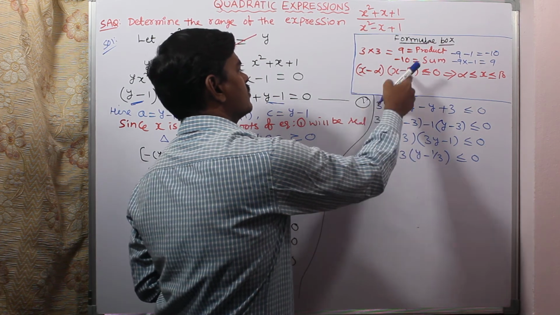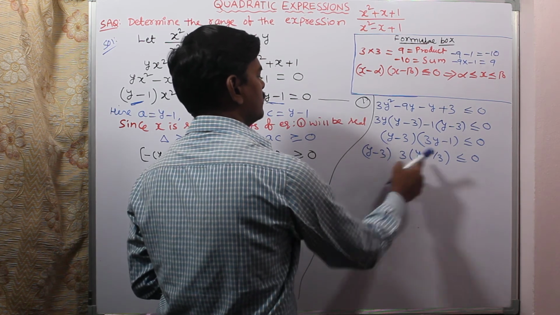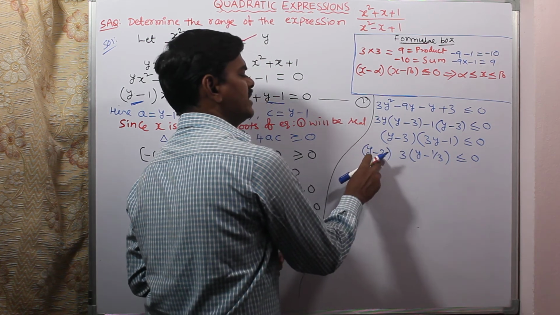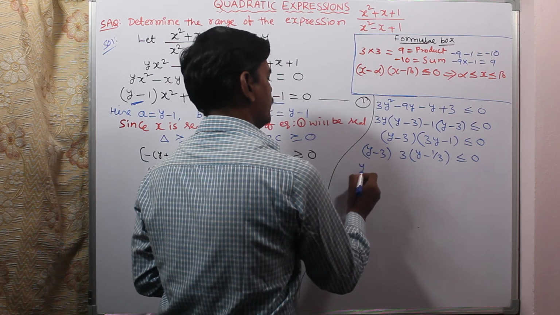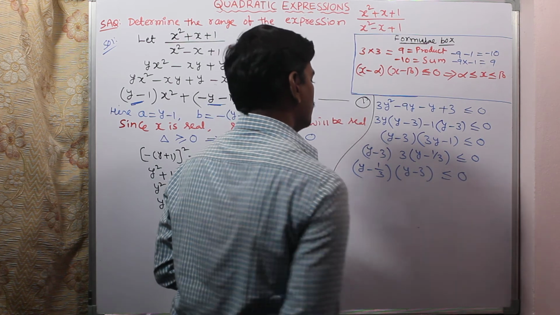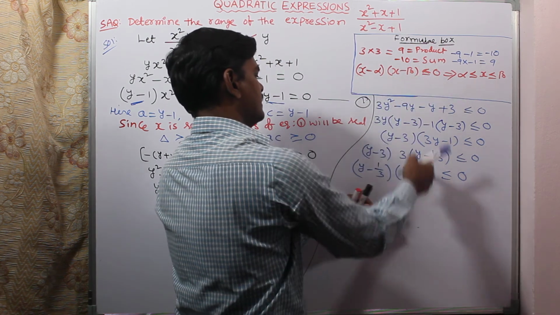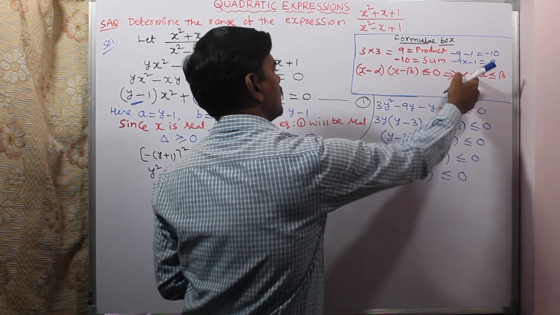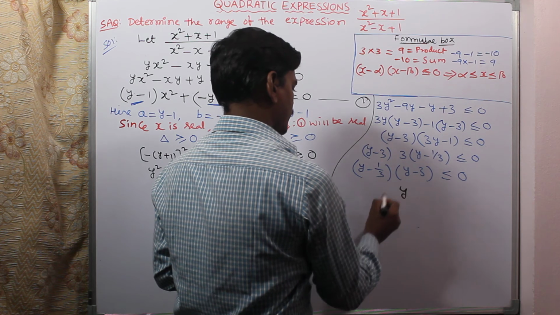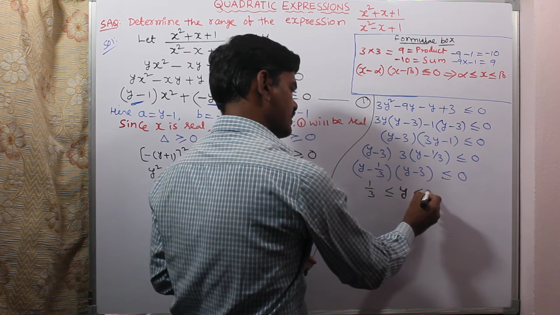Of these two values, alpha must be less than beta. Of these two values, 1 by 3 is the smaller value. So assume this as alpha and this as beta. That's why we write this term first: y minus 1 by 3 into y minus 3 less than or equals to 0. Now clearly it's in the form x minus alpha into x minus beta less than or equals to 0, so alpha less than or equals to x less than or equals to beta. So the y value lies in between alpha and beta. Alpha is 1 by 3, beta is 3.